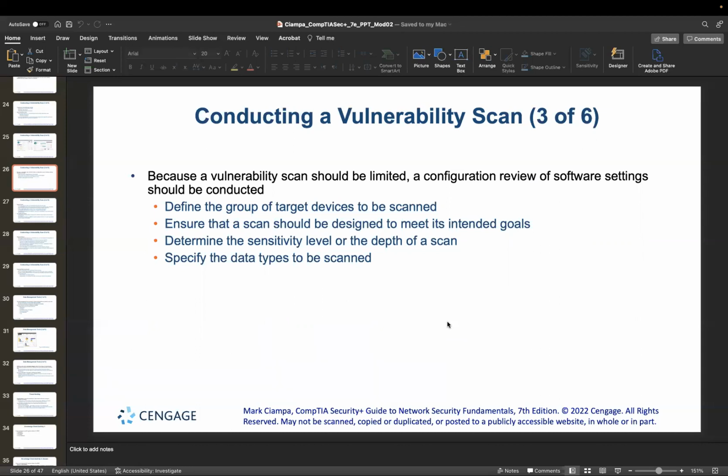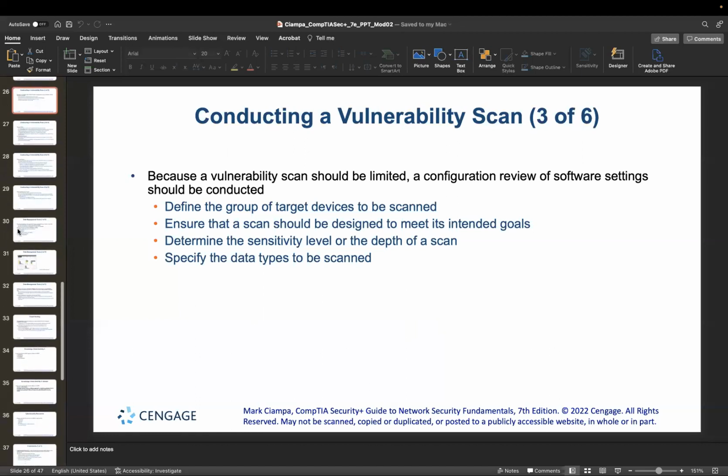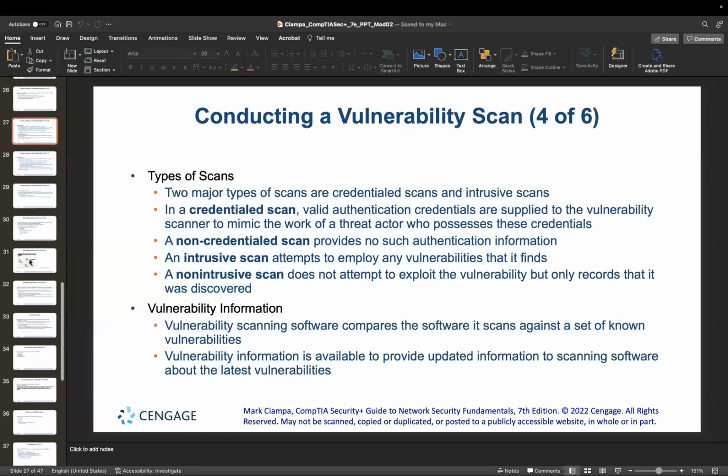Determine the sensitivity level and the depth of the scan, and finally specify the data types to be scanned. What do you want to scan? Do you want to scan all the files on that system, or do you just want to look at the configuration files, or do you want to look at root files, core files, kernel files, and stuff like that? So that's going to be within your plan.